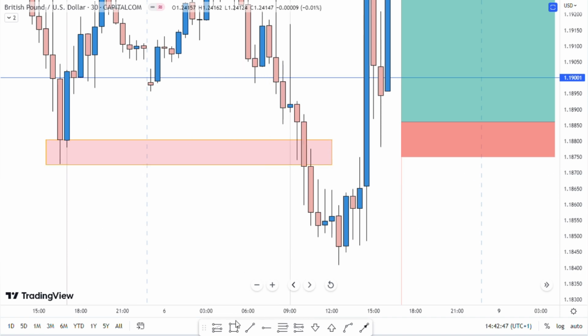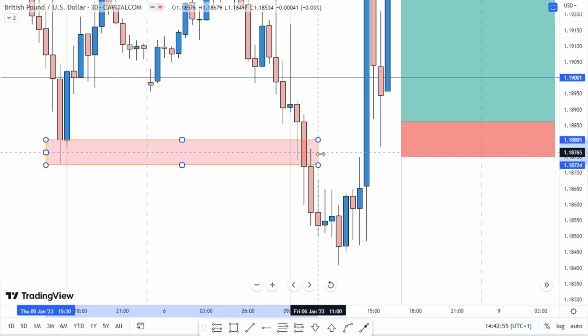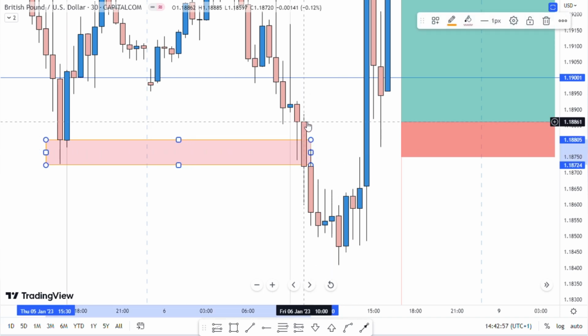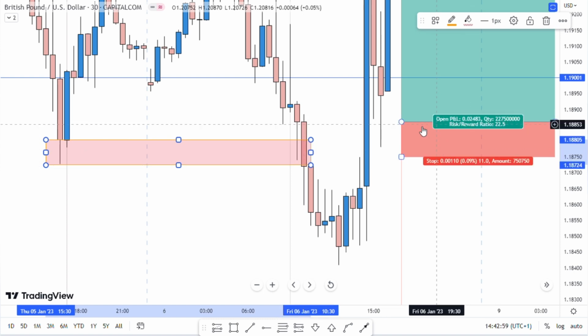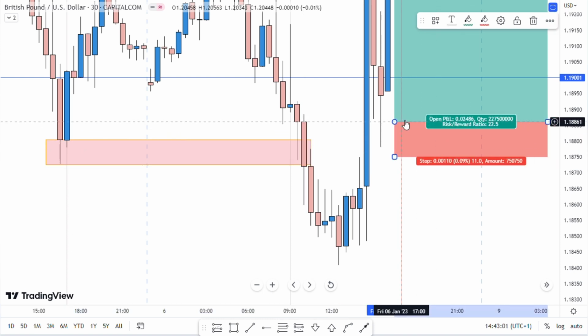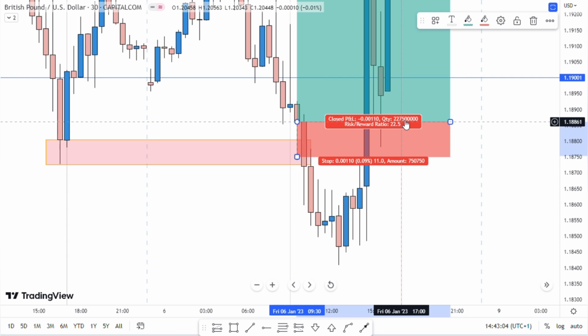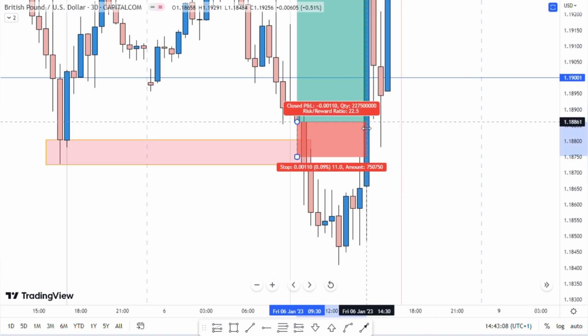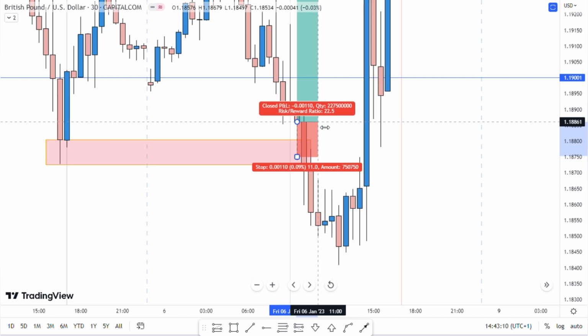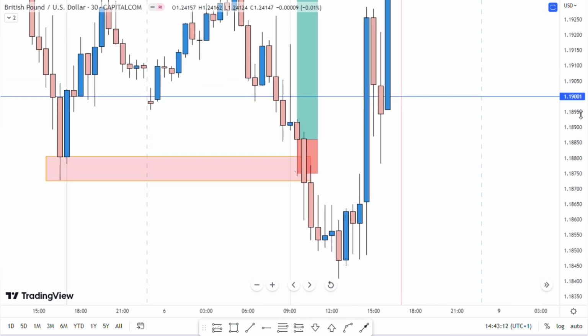Automatically, I know that this zone has been invalidated. It's invalid now. But it gave us an entry before this move, so we took the loss. We got 9% in that last attempt. Then this attempt, we got -1%.